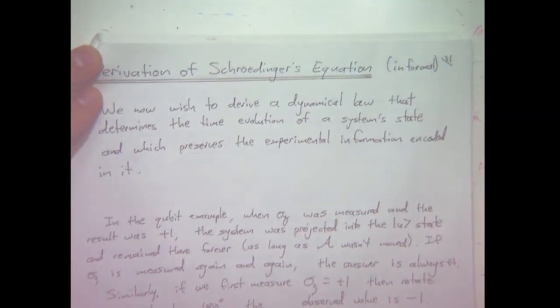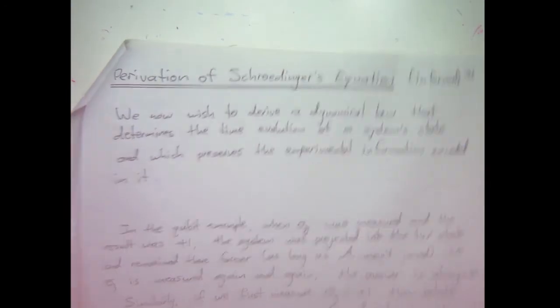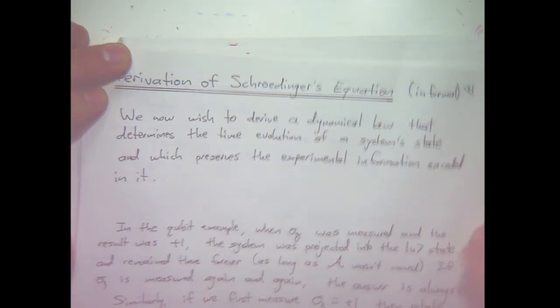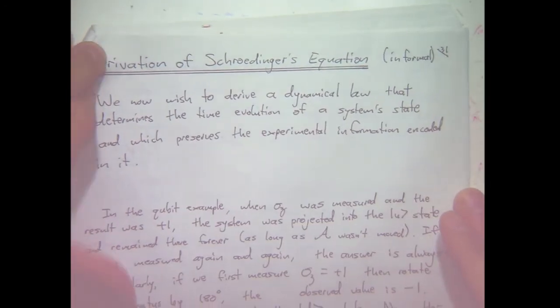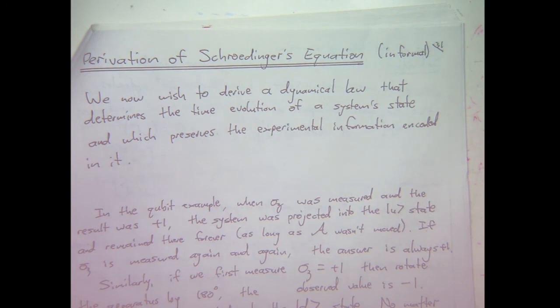You can read the rest of that yourself. Right. Now, so that's the principle. So now, the last thing we want is we want to know how a state vector evolves in time. So we want an equation of motion for the state vector.